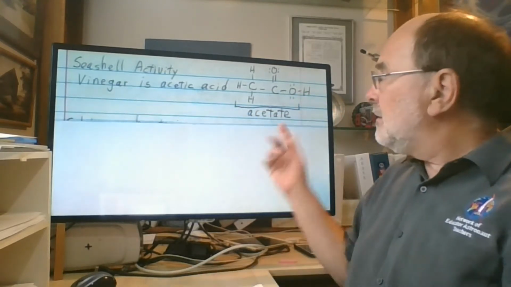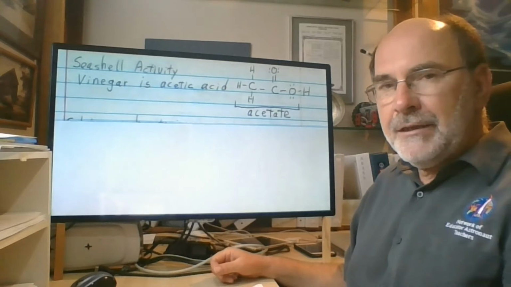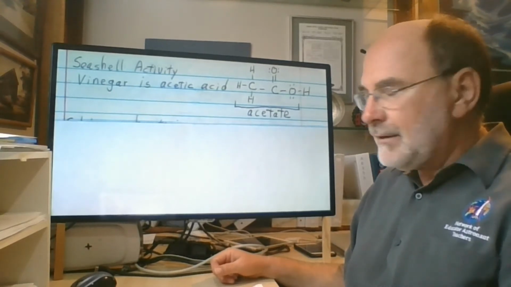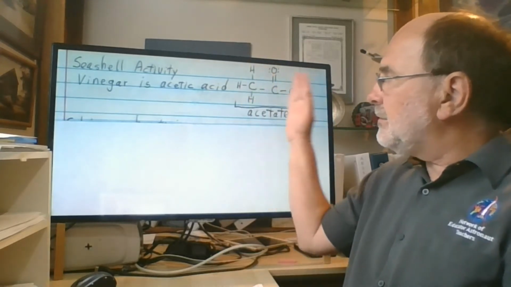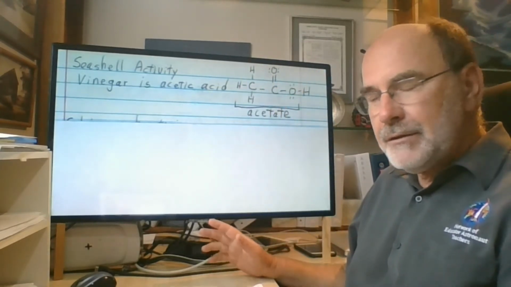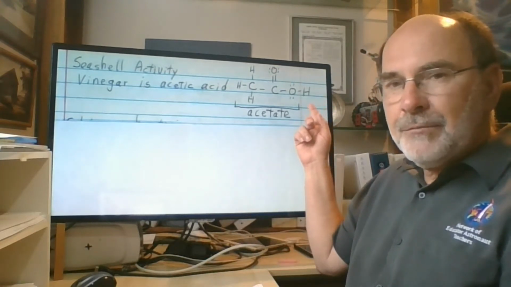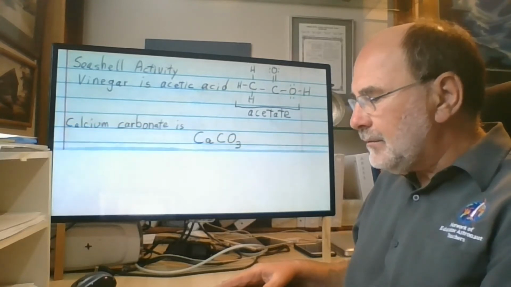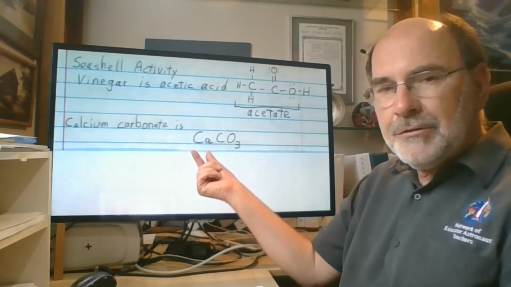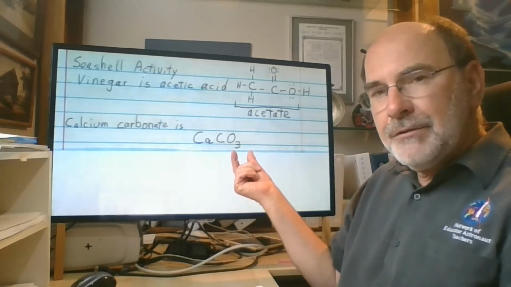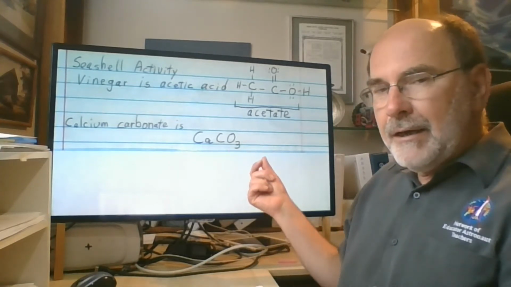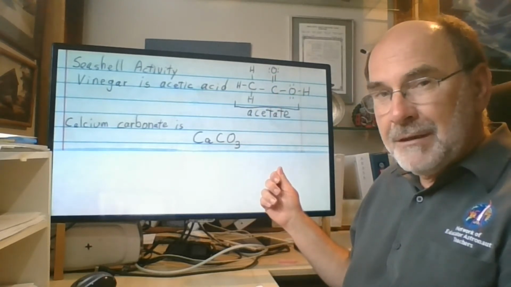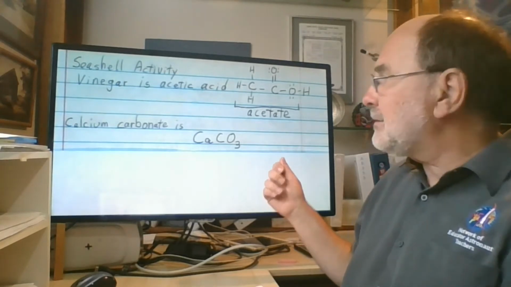So this part of it is acetate. It's a polyatomic ion that's listed on your list of common polyatomic ions. And think of all of this structure here, this acetate, as having a -1 charge, and this hydrogen as having a +1 charge. When you combine this with calcium carbonate, the calcium is a +2 charge. The carbonate is a -2 polyatomic ion. And you should write the chemical formula as being a double displacement reaction.